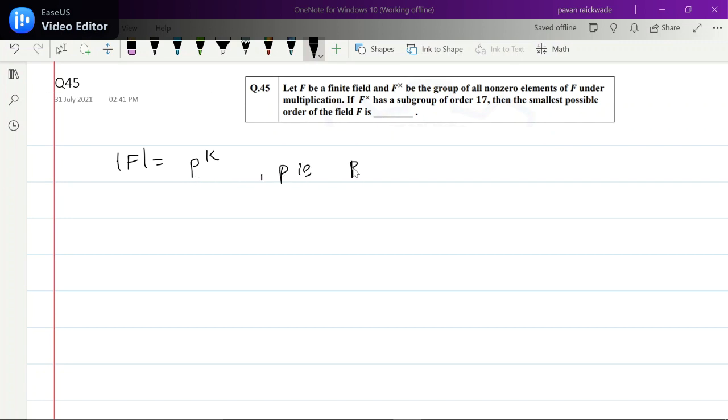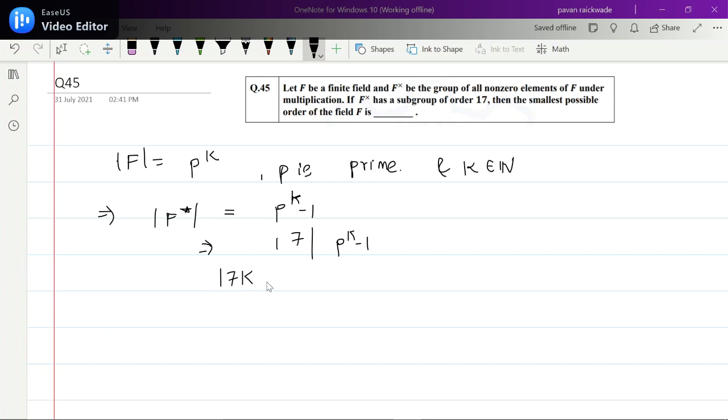Okay. So the knowledge we require is that for every finite field F, the order of the finite field F will be of this type, p power k, where p is a prime and k is any natural number. For every finite field, its order will be of this type only. This is the only case. Which implies the order of F star, the group of non-zero elements, will be p power k minus 1. What we know is it has a subgroup of order 17, and by Lagrange's theorem we know that the order of a subgroup will divide the order of the group. So this implies 17 will divide p power k minus 1, right?